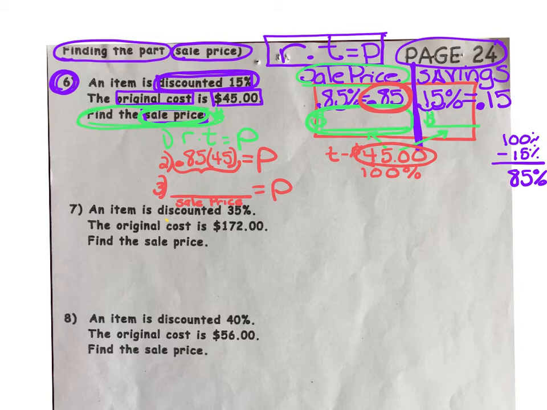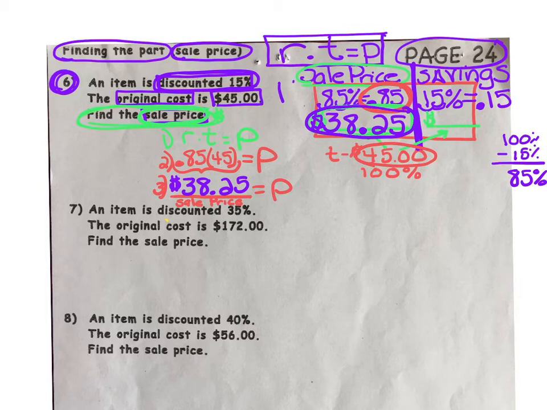You should have gotten a sale price of $38.25. That is the cost of your item on sale. You were able to save a little bit of money, but you have to spend $38.25 on the item. Now complete the rest of the problems on this page.